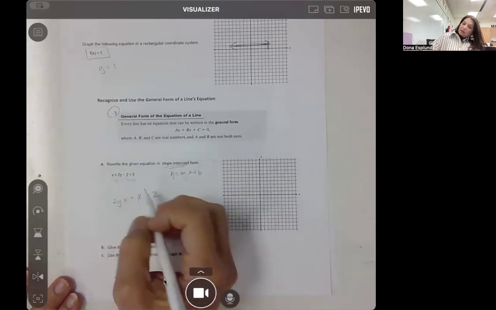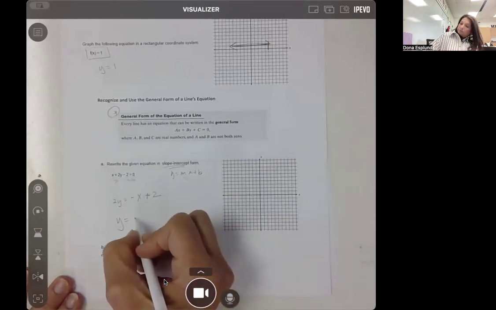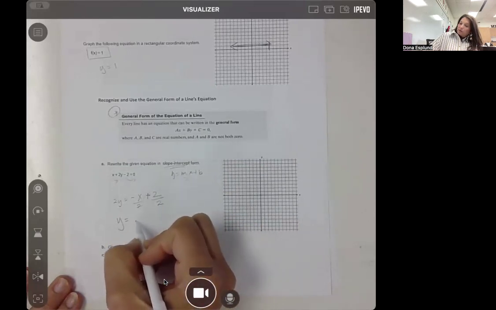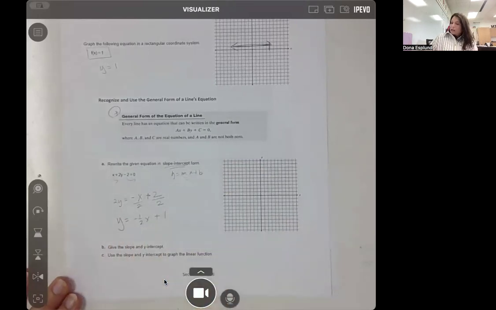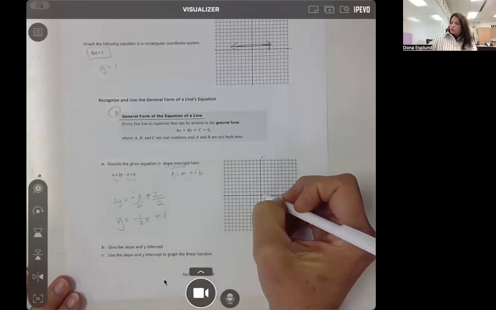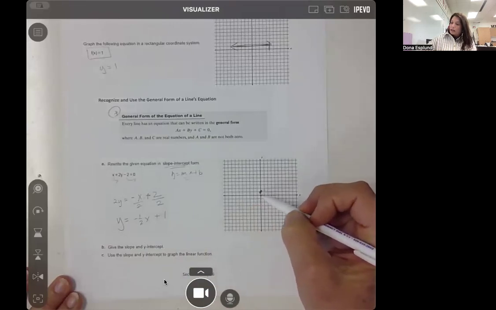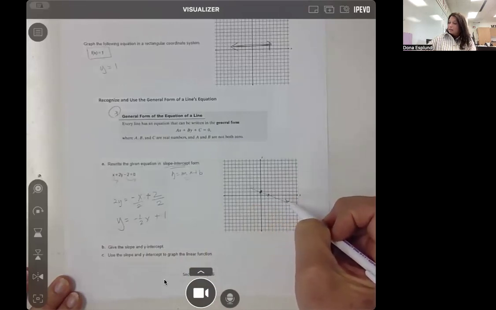And then the last step is I divide both sides by 2, so y equals, if I divide everything by 2, perfect. And then we're going to graph, giving the slope and the y-intercept. So we know the slope is going to be negative 1/2, and we have a y-intercept of 1. So we're going to plot 1 and then go down 1 over 2, or up 1, back 2. And then you'll draw your line.